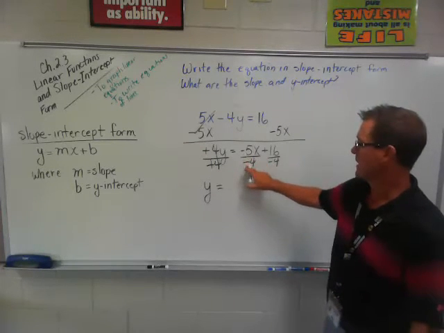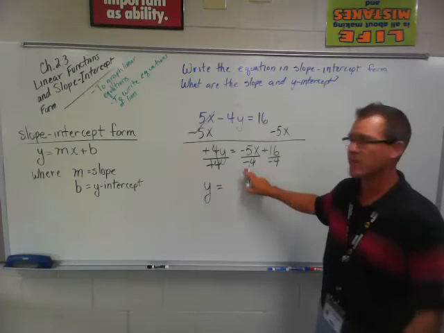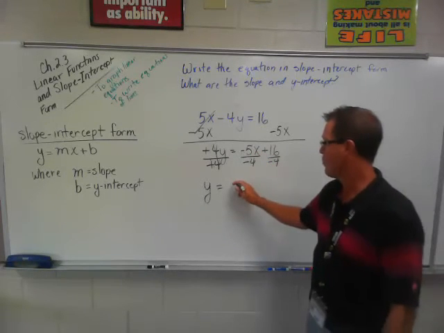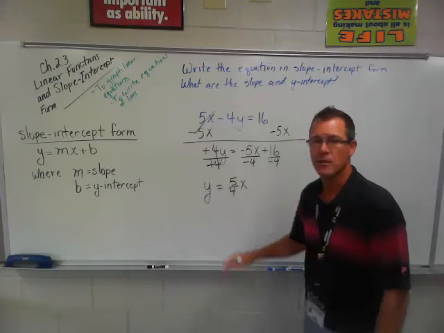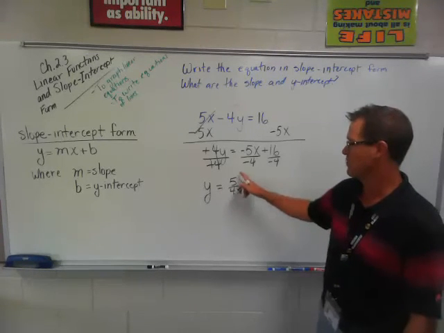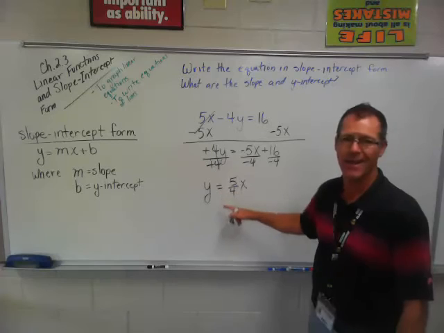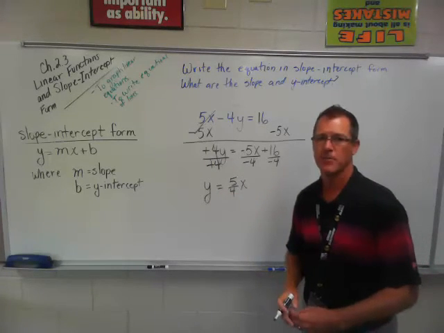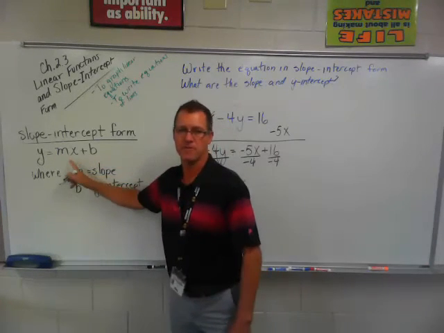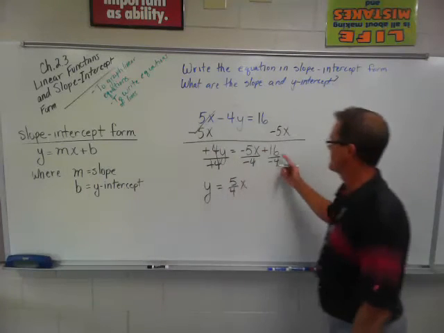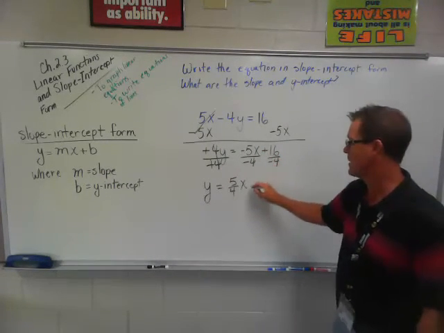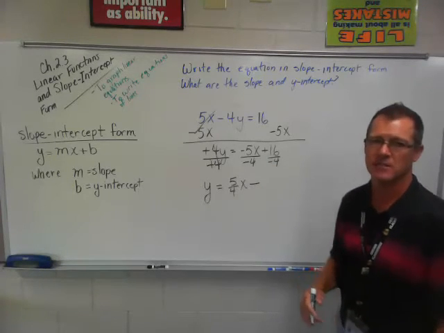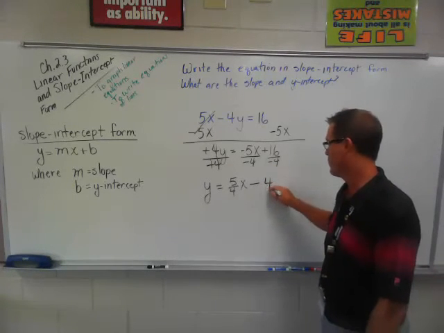Over here, again, a negative divided by a negative is a positive, and then I have 5x over 4, or 5/4 x. Now, I'm writing it that way because it really distinguishes that my m is the 5/4. The m is always what's in front of the x. As I continue over here, I've got 16 divided by negative 4. So a positive divided by a negative is a negative, and 16 divided by 4 is 4.